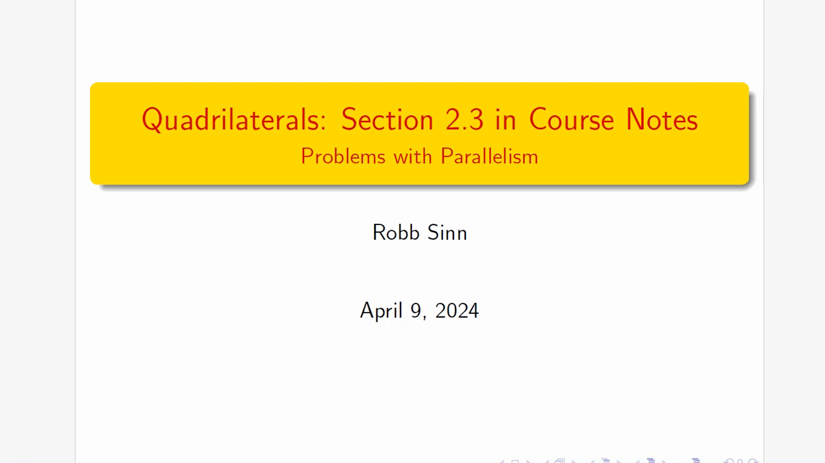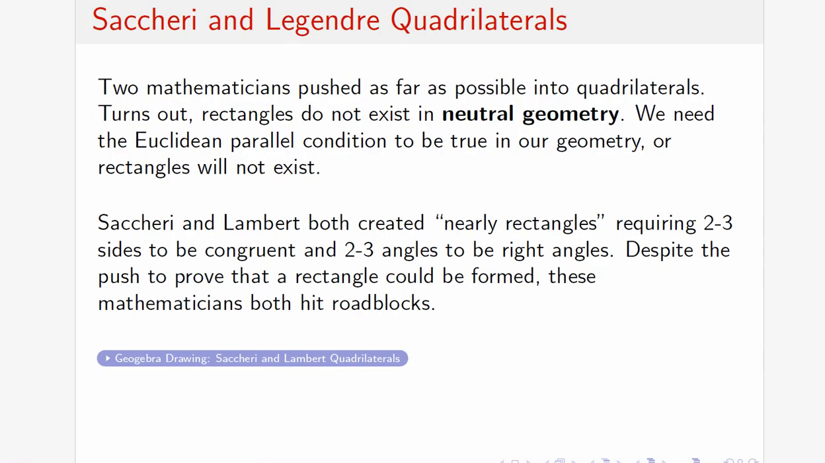Good day, everybody. We're talking about quadrilaterals, a particular kind of quadrilaterals today. So this is section 2.3 in the notes. And so we have two guys, Saccheri and Legendre, and they come up with quadrilaterals. And what are they trying to do? They're trying to push all the way through to proving that rectangles exist, right? With two pairs of parallel and congruent sides and four right angles, and they can't get there, right?